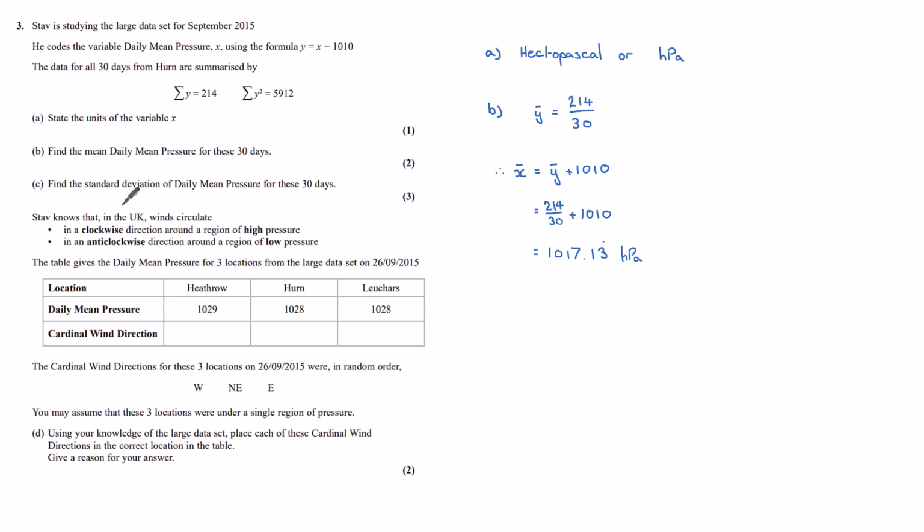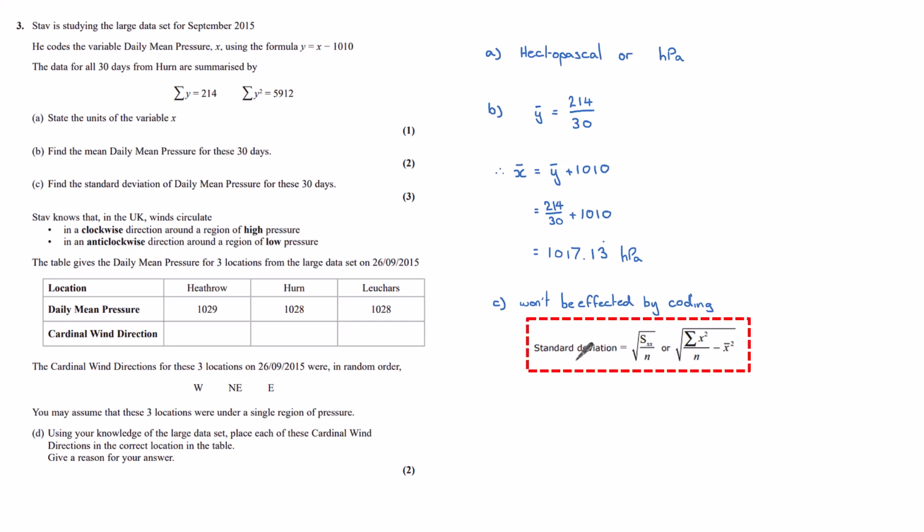Part C, find the standard deviation of daily mean pressure for these 30 days. Well, standard deviation is not affected by coding. So we don't need to worry about coding here. We can use our formula booklet to bring in a very useful expression here for finding standard deviation. And so our standard deviation, substituting the values we've got, again, it's not affected by coding. So for x, we can use the y value.